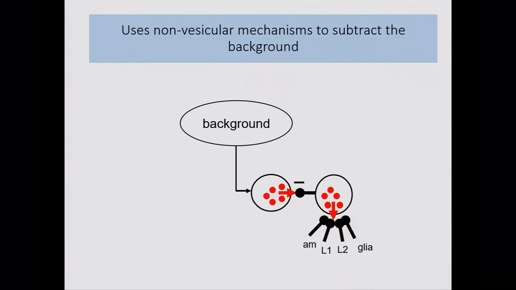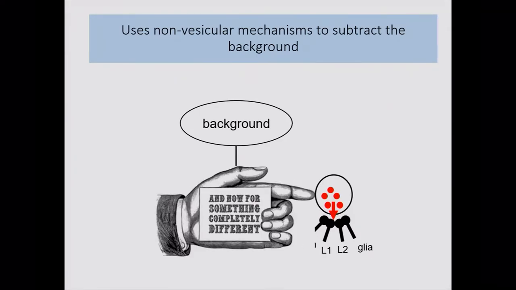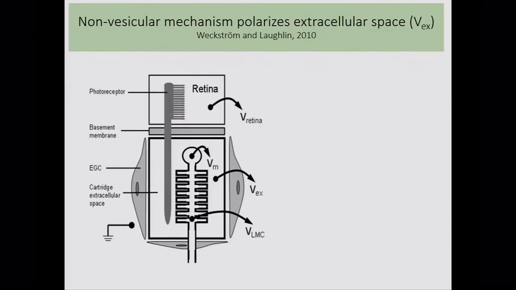Finally, the mechanism which is used to remove the background signal is not another synapse. Another chemical synapse would be equally noisy. So you would need 40,000 of these per photoreceptor. You would need 220 of these per photoreceptor to subtract the background. The fly does something completely different. So what the fly does is that it regulates the electrical flow of current around the neurons.